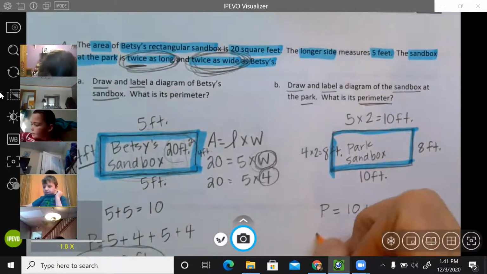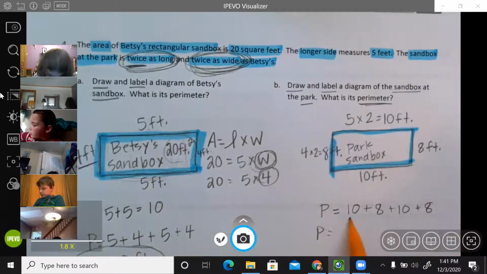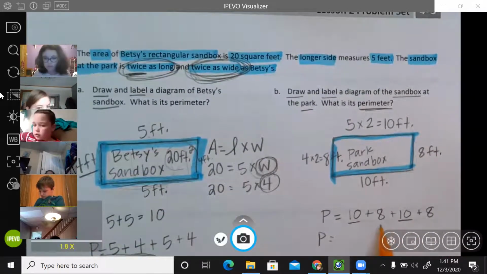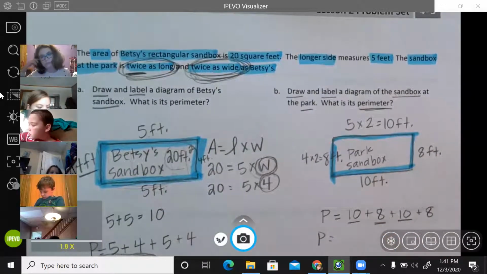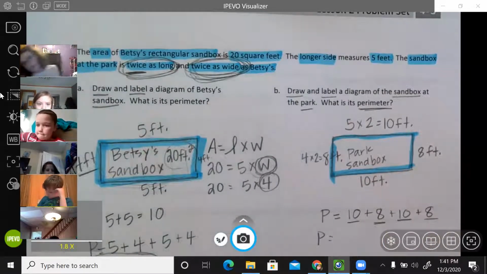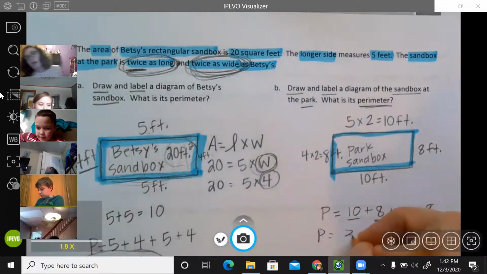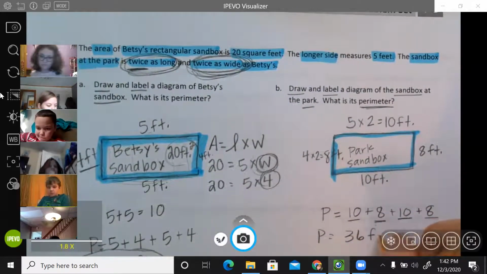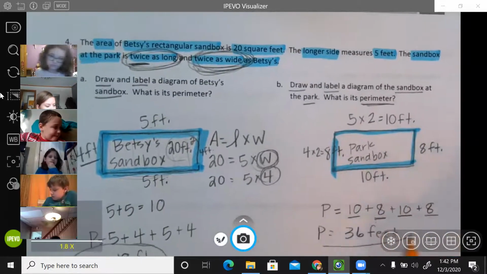Now for this one, I'm going to break it up some. So Hayden, what's 10 plus 10? 20. What's 20 plus 8? 28. What's 28 plus another 8? 36. Very good. So Hayden, how would I label this? 36 what? 36 feet. Very good. 36 feet.